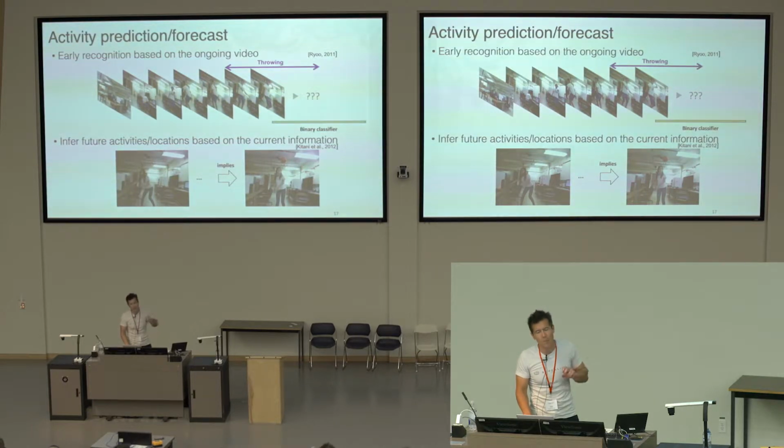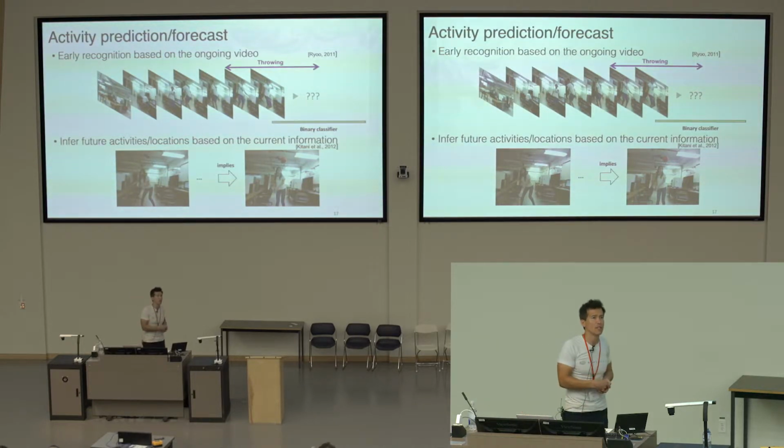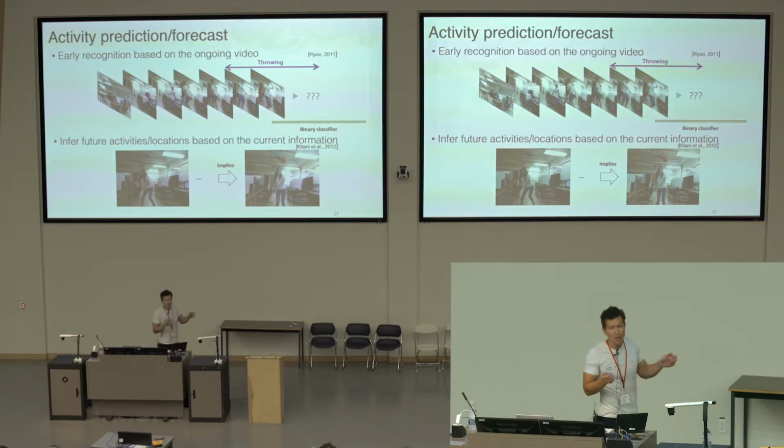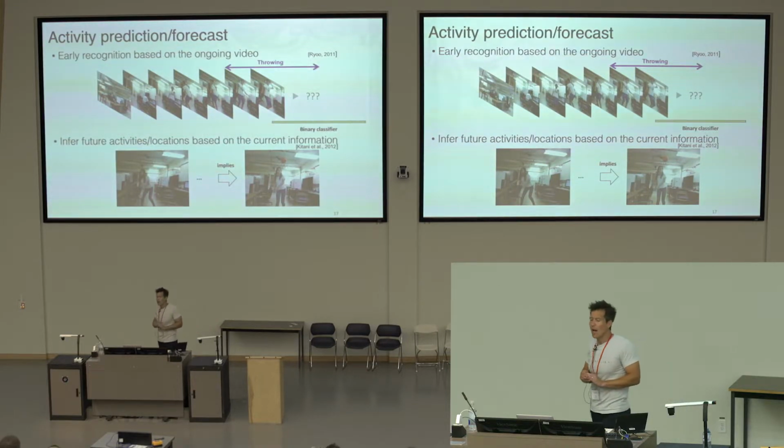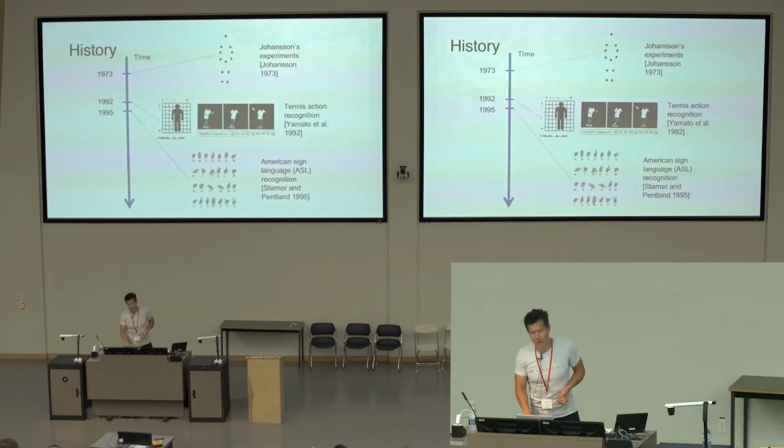So this kind of activity prediction or forecast is another task that people work on. Okay, so that was a fast intro to the types of problems that people work on in activity recognition. And again, this field's been around for quite a long time.